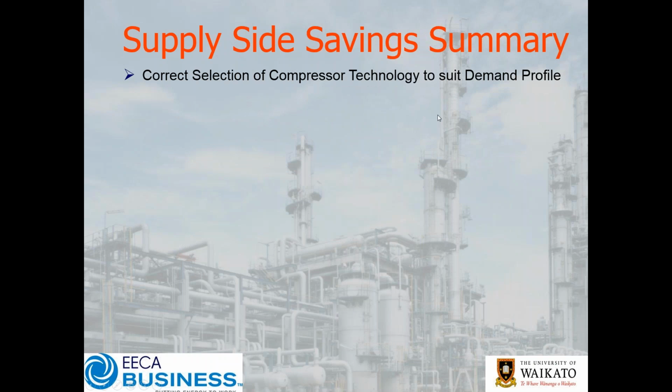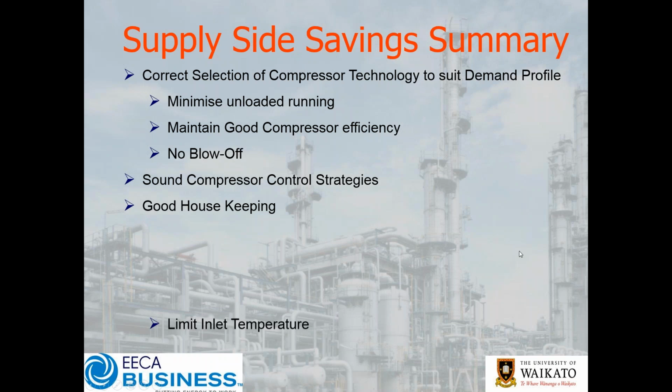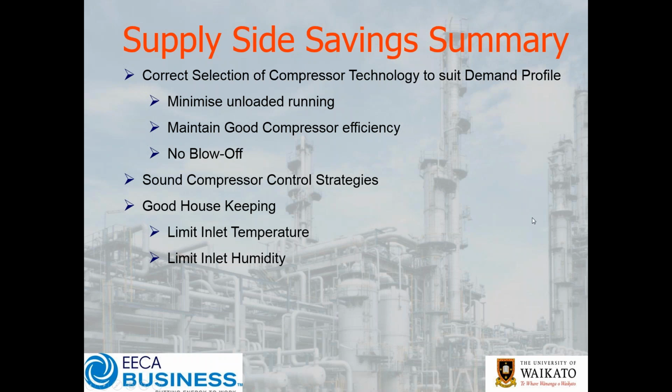So in summary, on the supply side, our savings summary is getting the right selection of compressor technology to suit our demand profile, minimizing unloaded running, and maintaining good compressor efficiency. We don't want to be blowing off compressed air. We want sound compressor control strategies, good housekeeping, limiting inlet temperature to the compressor, limiting inlet humidity, minimizing inlet filter losses, and always stopping to review the big picture of how all of this fits together. So really it's about systematically going through, once again to reiterate, starting with the demand side and then going through to the supply side.